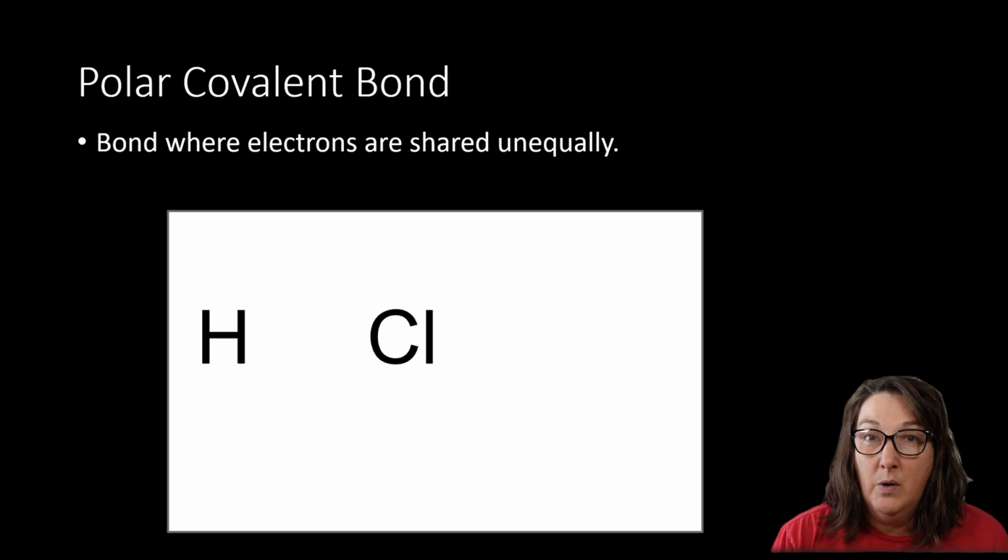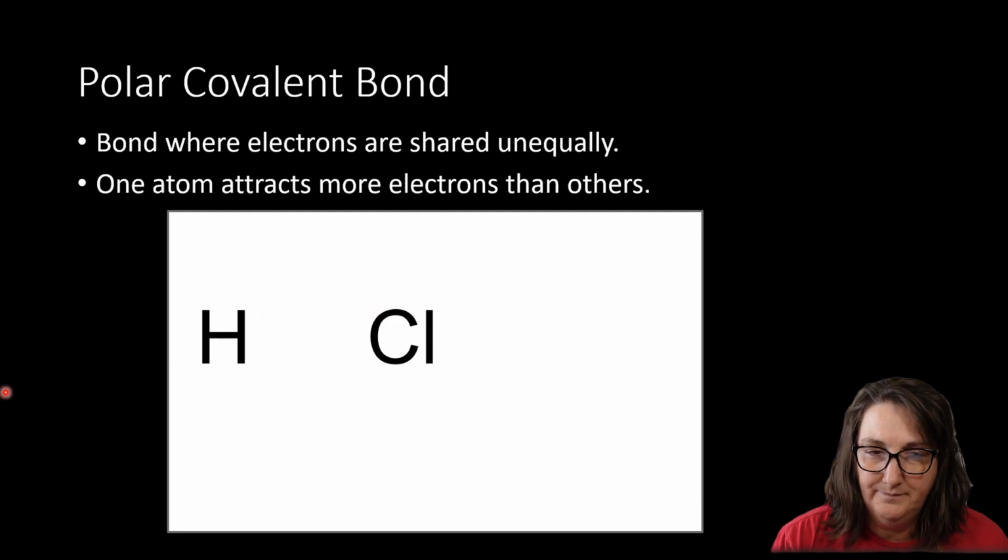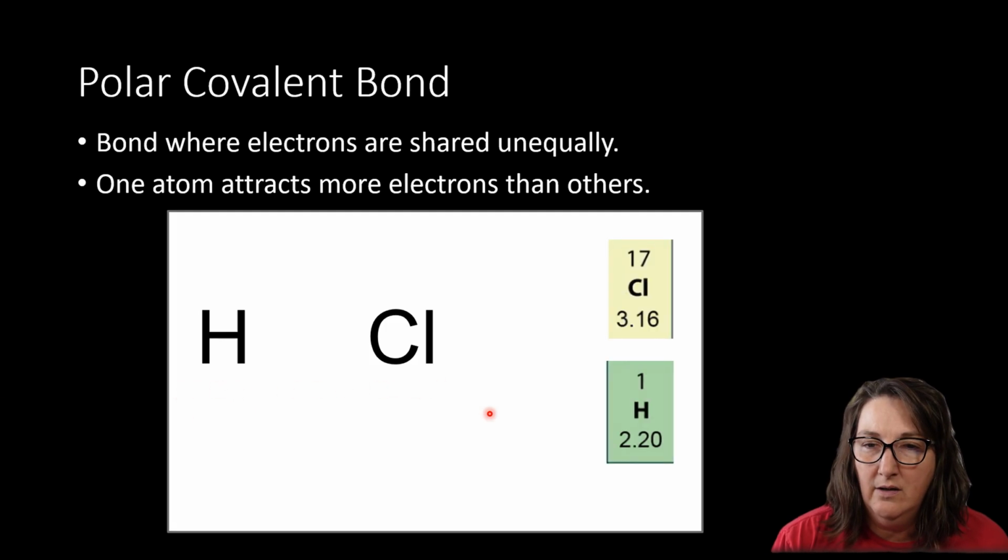So when we talk about polar covalent bonds, these are when the bonds are shared unequally. And the best way to look at that is to look at the electronegativity chart that you have, or that one on that previous slide. So this is kind of what you need to do. I have hydrogen and I have chlorine. One atom is going to attract more electrons than the other, but I'm not sure exactly which one it is yet. So I look at my electronegativity chart.